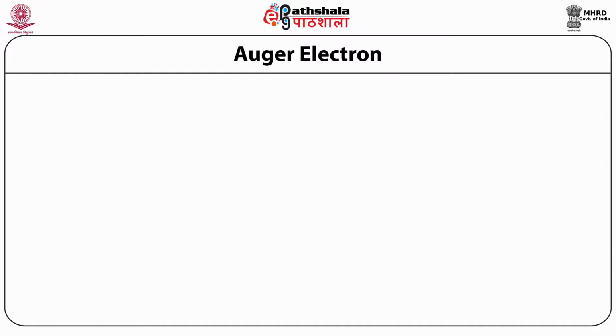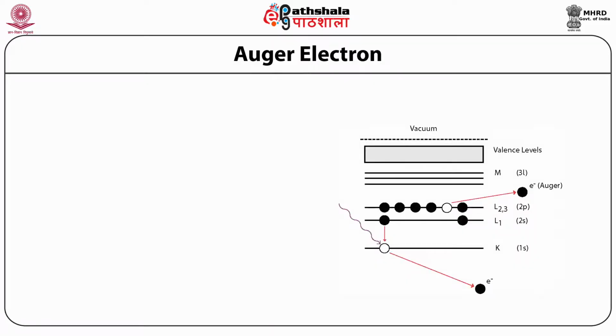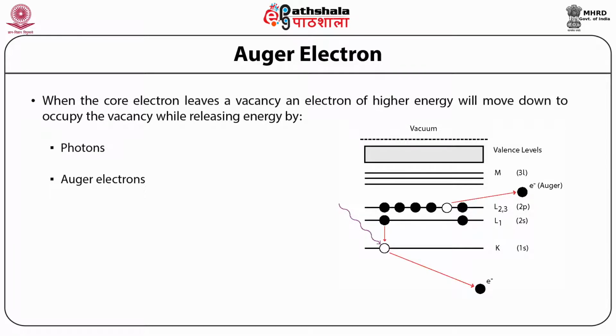But the electron that comes out while studying ESCA is also known as the Auger electron. It has been shown here in the diagram what an Auger electron is. When the core electron leaves a vacancy, an electron of higher energy will move down to occupy the vacancy, releasing energy by the ejection of a photon or by an Auger electron.